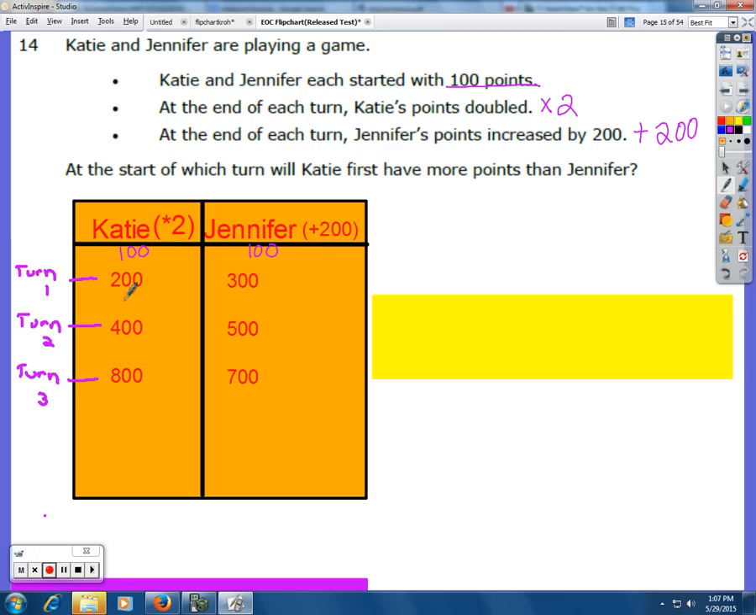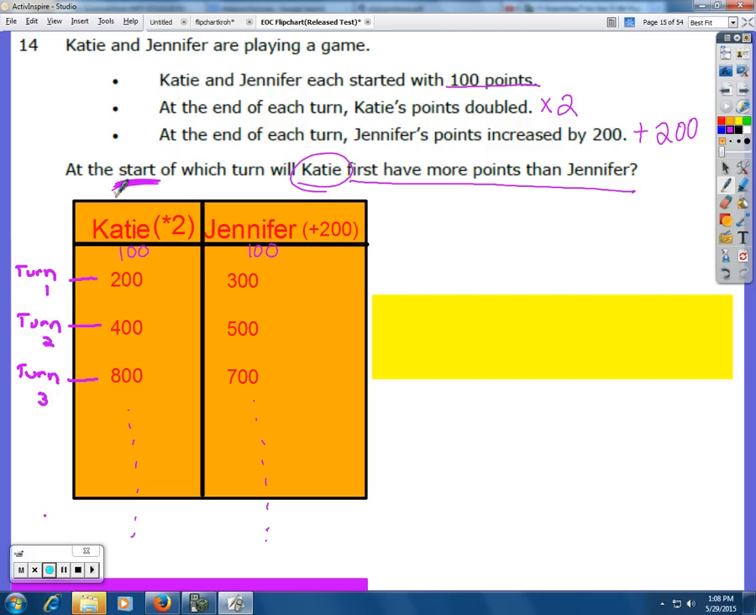Now, at the end of turn 1, okay, Katie, because we're multiplying by 2, now has 200. And then 400, then 800, so on and so forth. Okay, Jennifer, we add 200 every time. So on and so forth. Now the question says, at the start of which turn will Katie first have more points than Jennifer? And we're looking at the start of which turn.